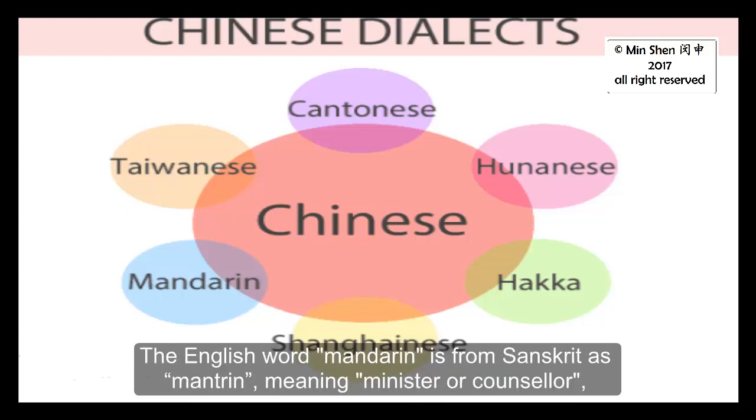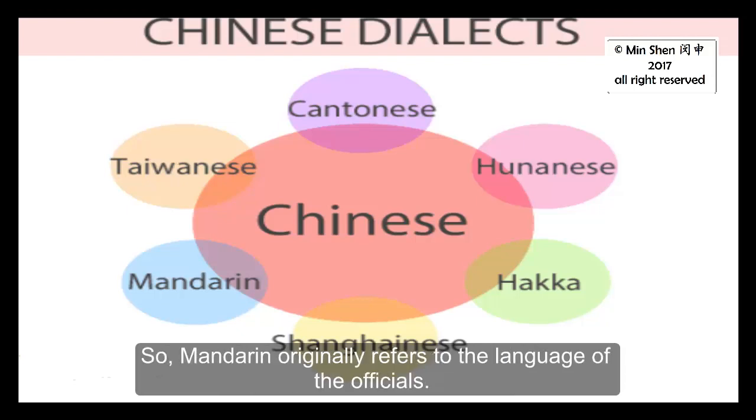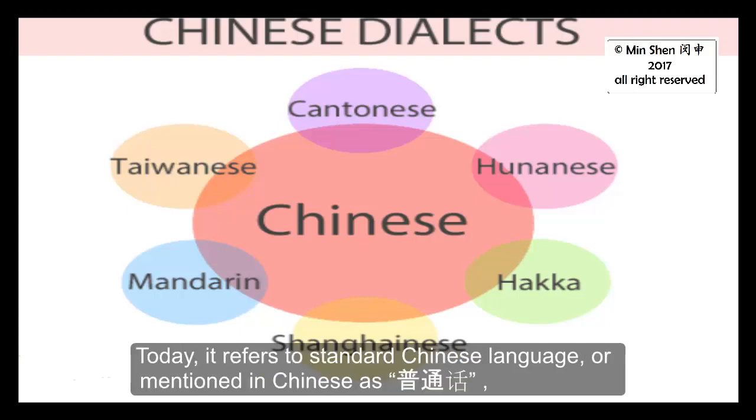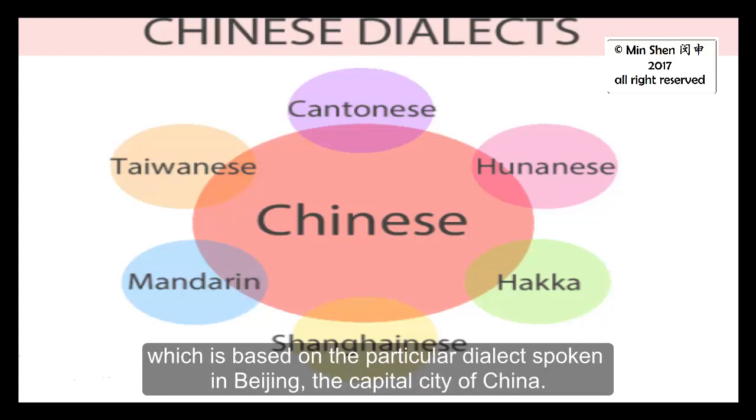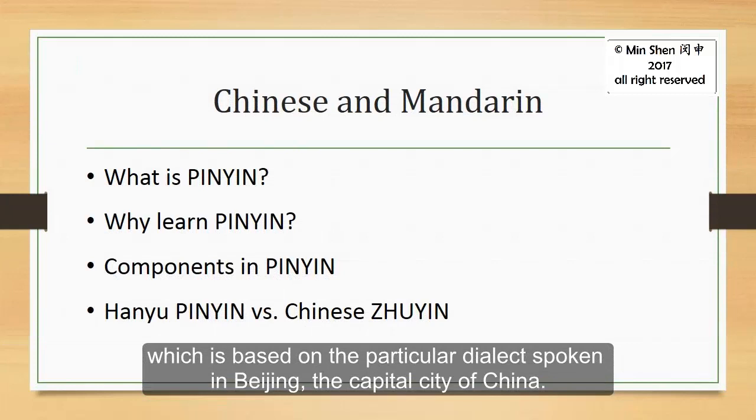The English word Mandarin is from Sanskrit mantran, meaning minister or counselor, which originally meant an official of the Ming and Qing empires in Chinese history. So, Mandarin originally refers to the language of the officials. Today, it refers to the standard Chinese language, or mentioned in Chinese as 普通话, which is based on the particular dialect spoken in Beijing, the capital city of China.